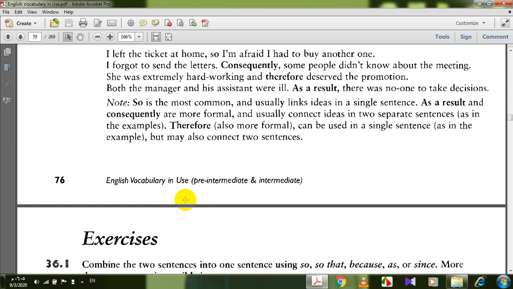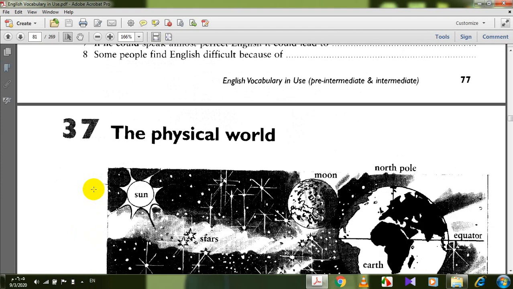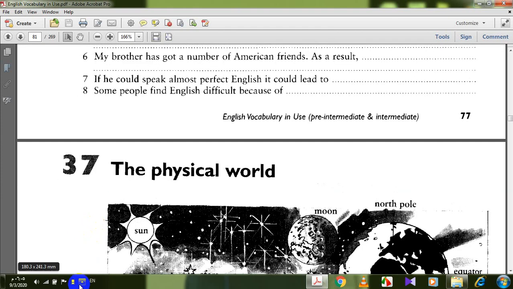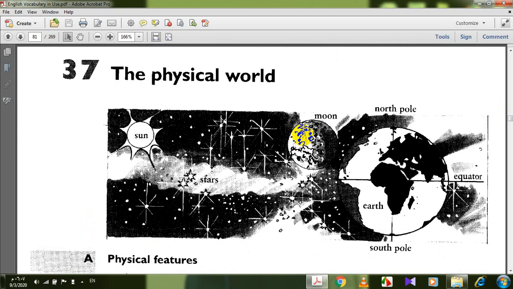Let's move to the next unit, which is 37. I think it talks about the physical world. Okay, dear students, when we talk about the physical world, we talk about everything around us. So the physical world means all of the stuff around you.